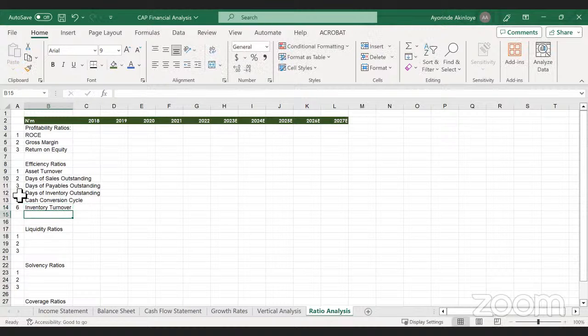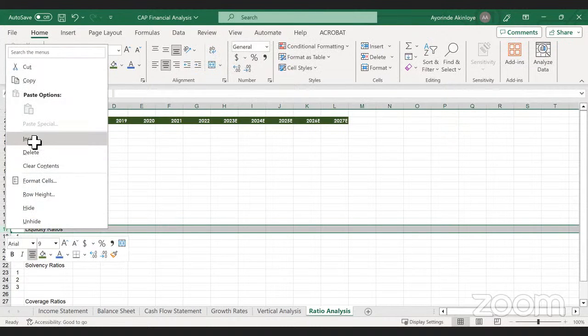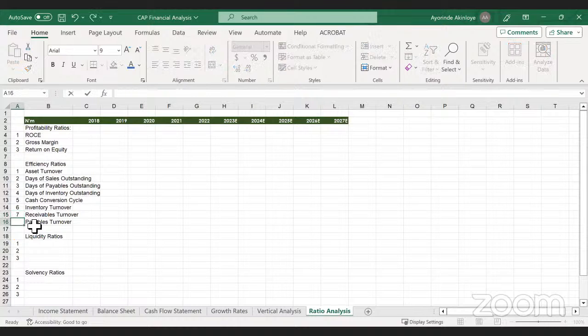Inventory turnover. Then let me just put receivables turnover. Whatever I do for receivables turnover basically repeats for payables. Let me put it so, because these are the ones that could be fairly confusing. Okay, so let's pick them. Let's do this first.